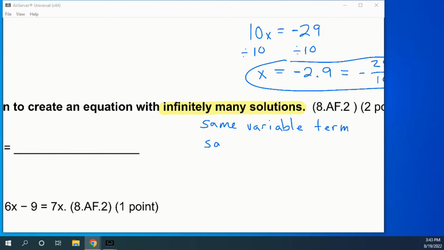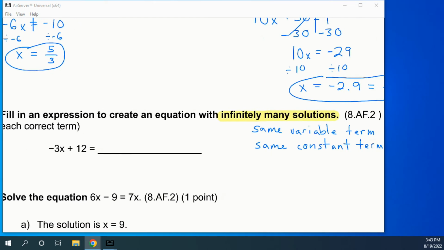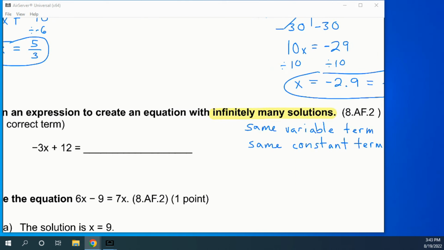and the same constant term. Very simple. The infinitely many solutions is very simple. So look at the variable term on the left side of that equal sign. Copy it over. Negative 3x. The constant term is positive 12.